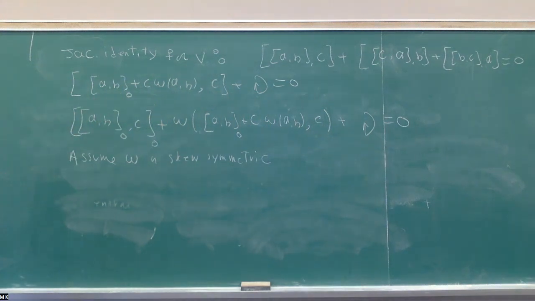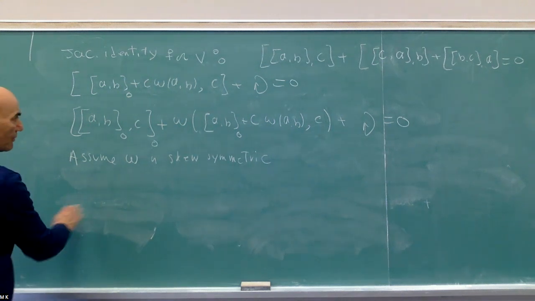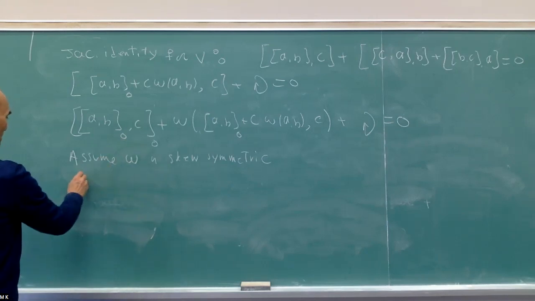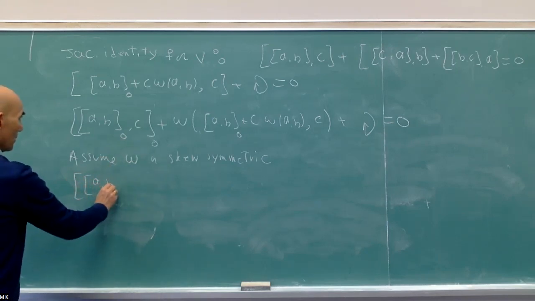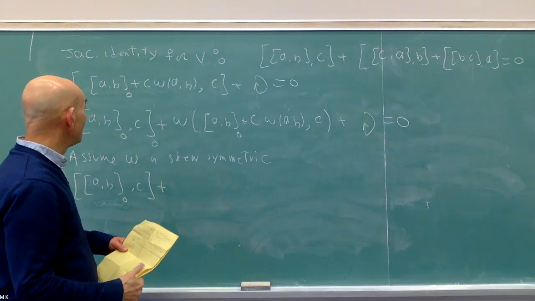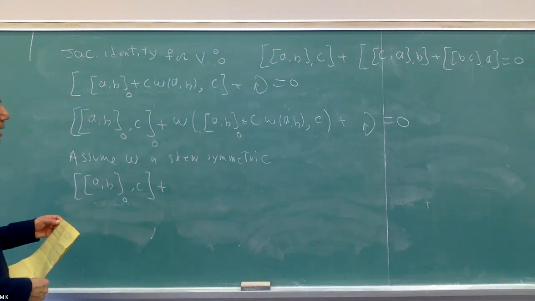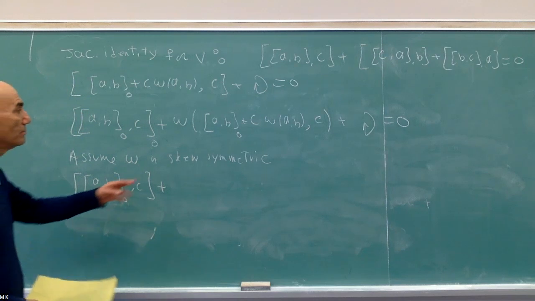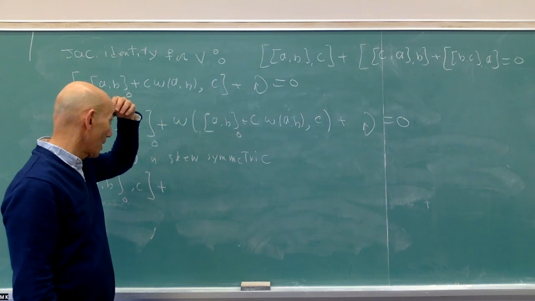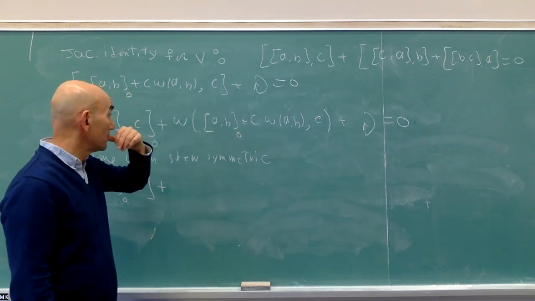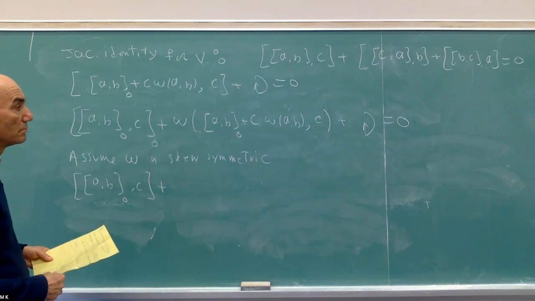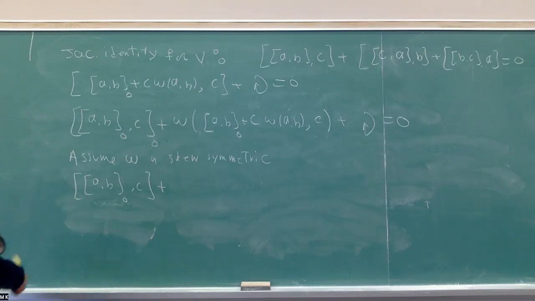So now let's compute this. What kind of things do we get? First of all, this term is just there. So omega of bracket of AB and C over there. It should be linear, omega is linear on the first argument.